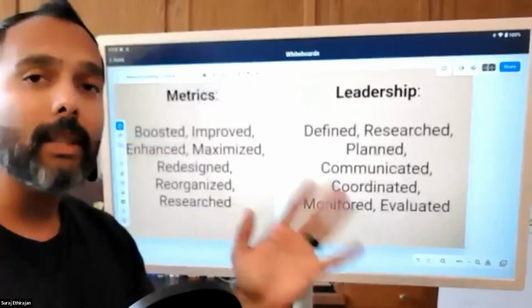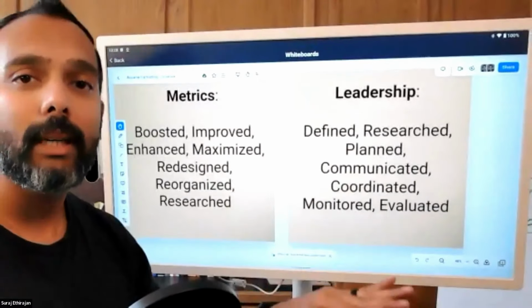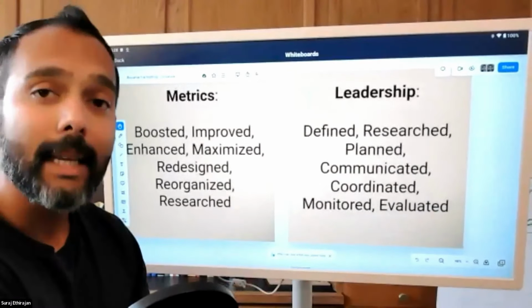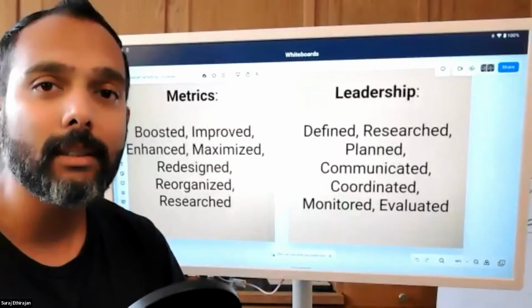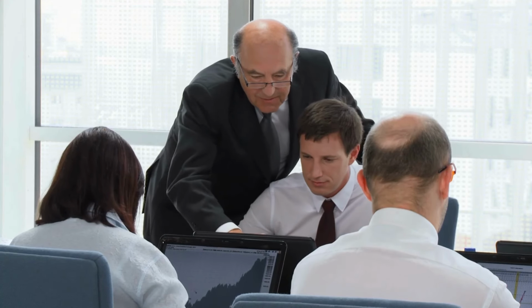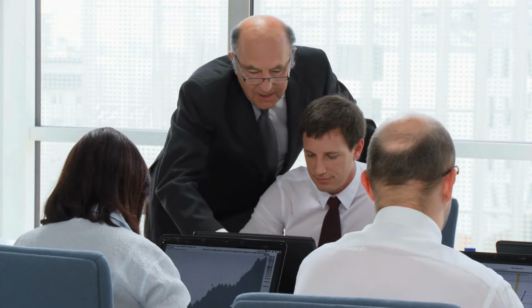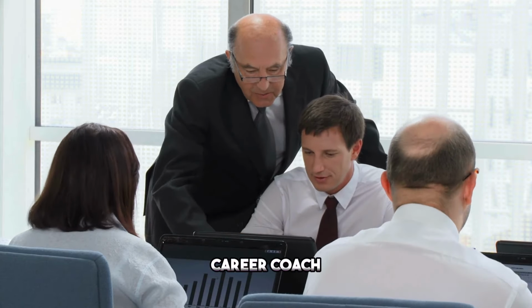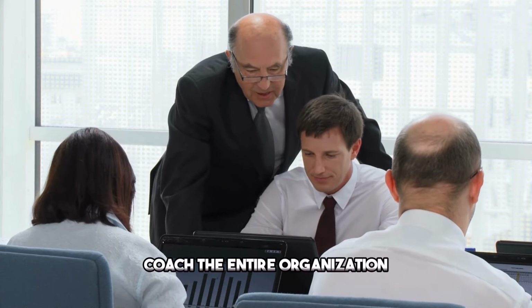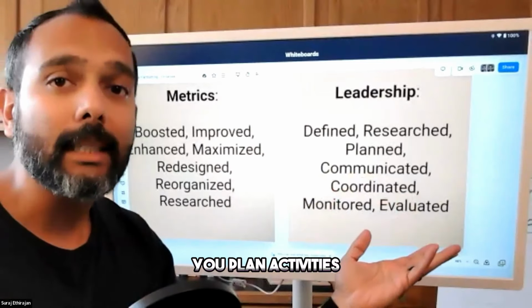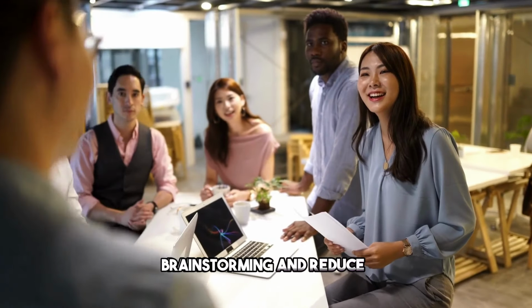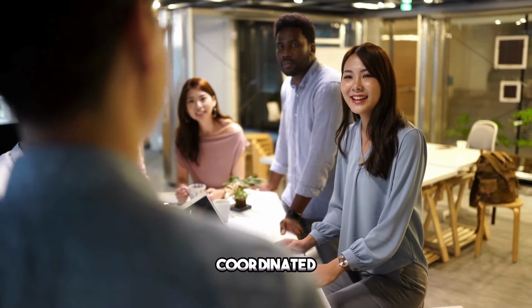Did you define a methodology or process that was adopted and ended up reducing bug escapes? That's a definition of a leader. It's a technical leader, maybe not a people leader. You researched ways to improve productivity by getting a career coach to join and coach the entire organization. You planned activities that led to brainstorming and reduced time to market. That's another one. You communicated, coordinated, monitored, evaluated, all very strong leadership words.